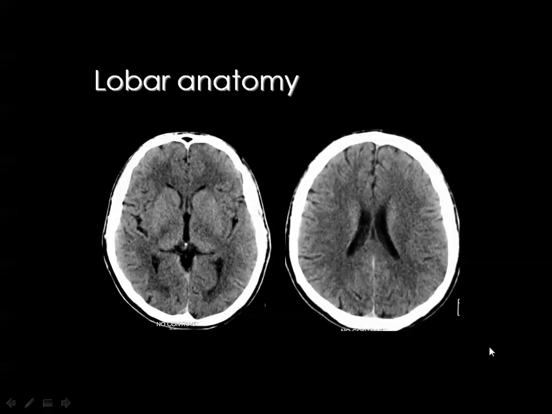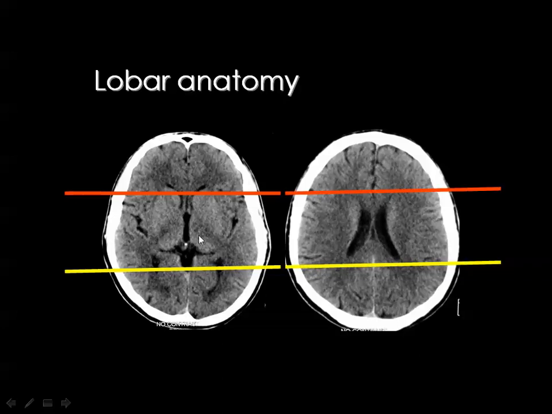Then if you are cutting at the level of the ventricles and you want to know the lobar anatomy, you draw two lines, one anterior to the ventricles and one posterior to the ventricles, like this. Then the brain tissue anterior to the first line is the frontal lobe, and the brain tissue posterior to the second line is the occipital lobe. The area in between will represent the temporal lobe if you are in the lower sections, and the parietal lobe if you are in the higher sections.